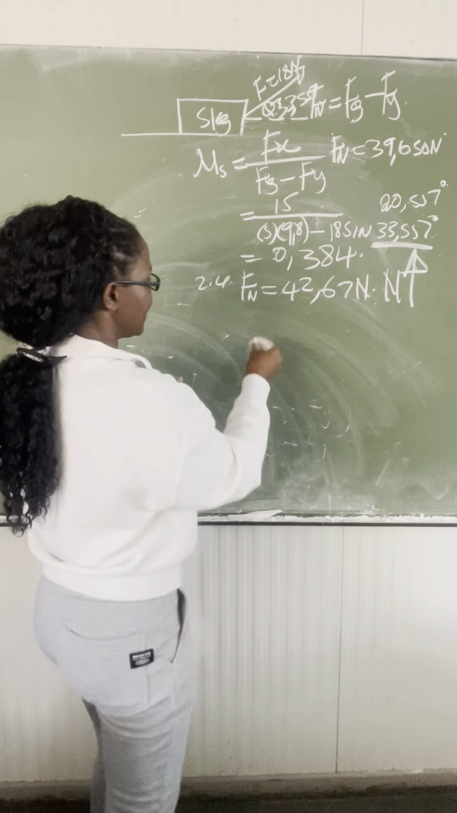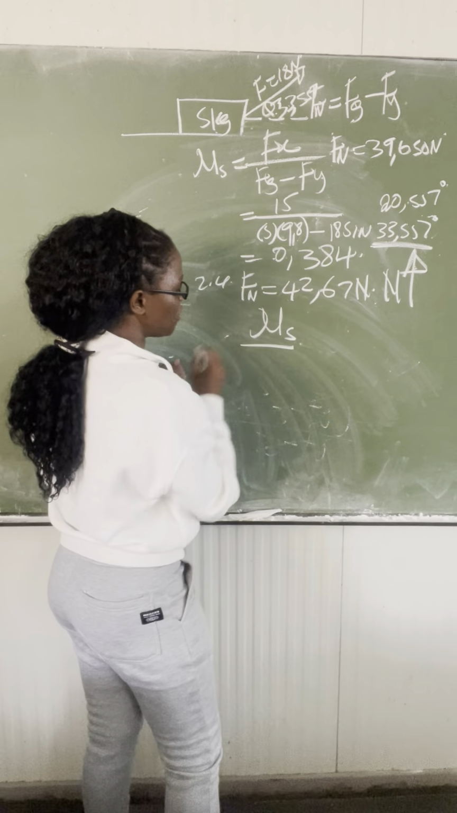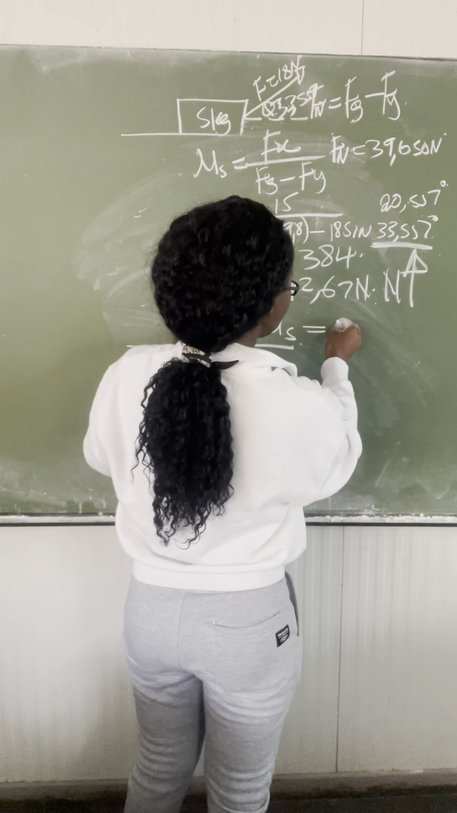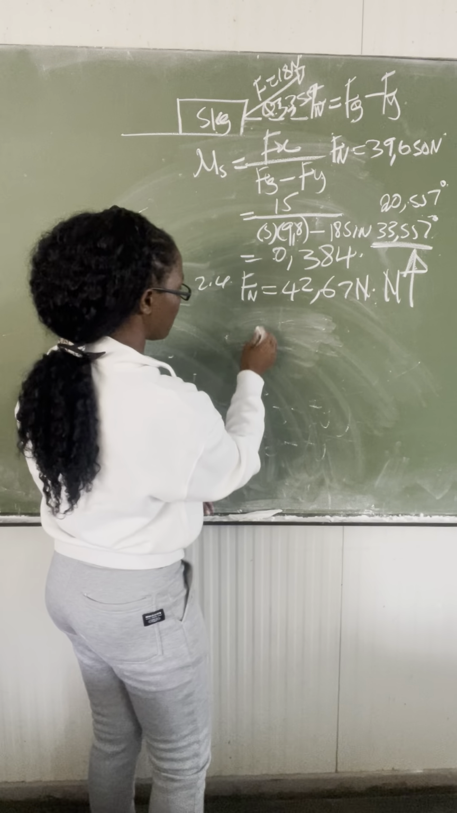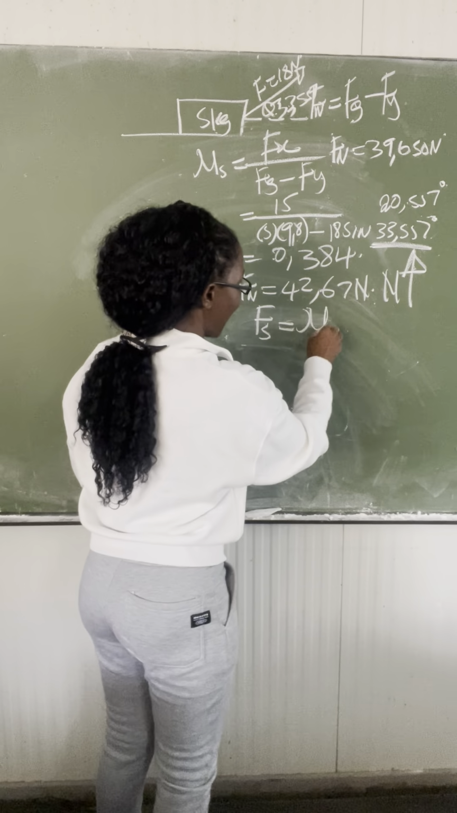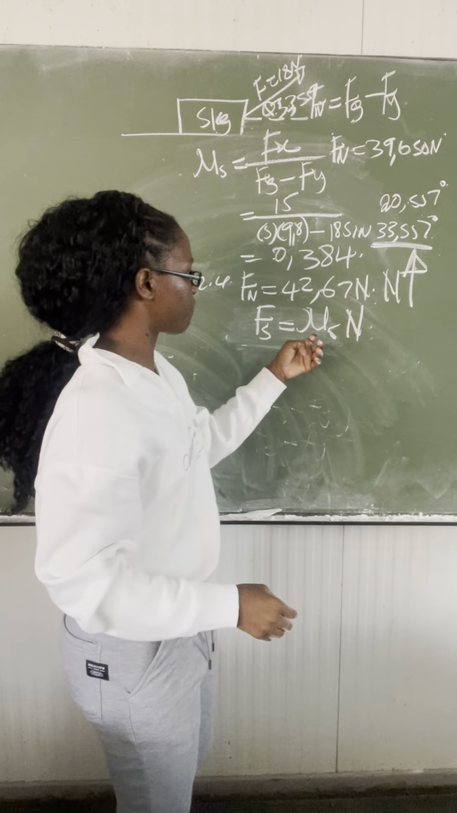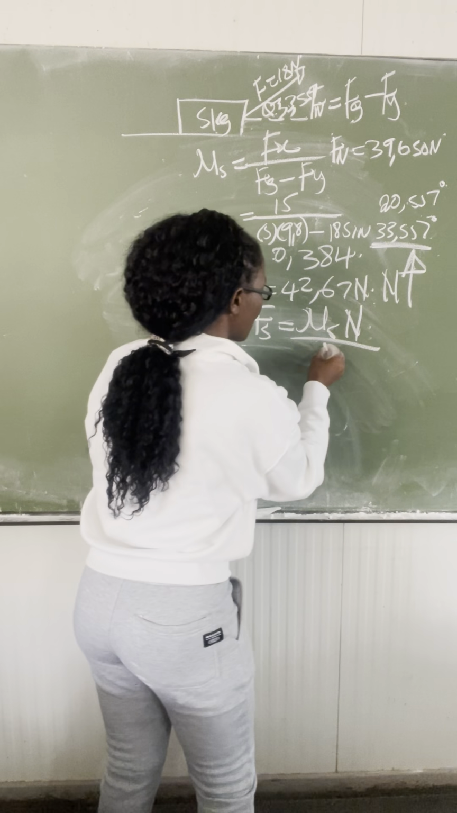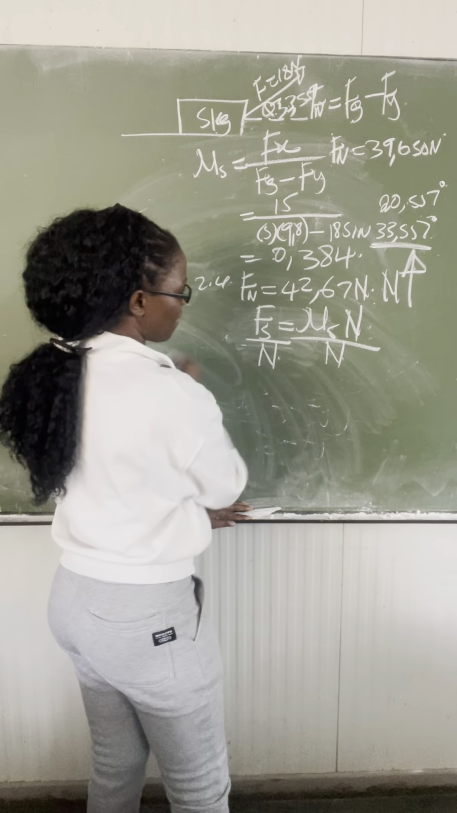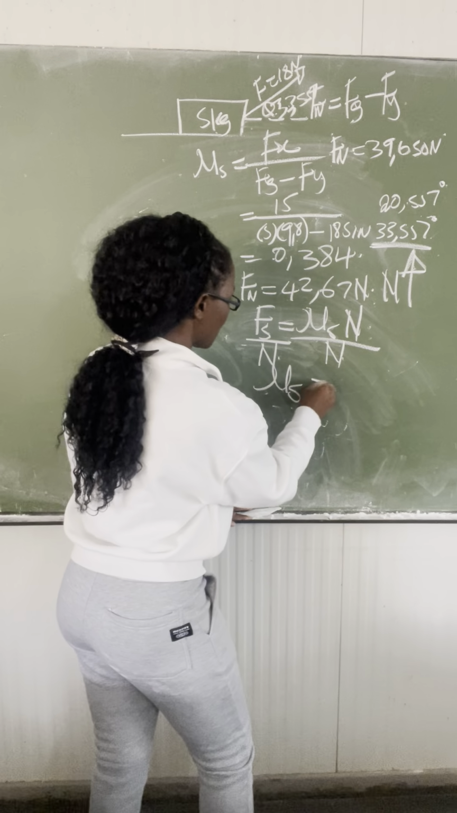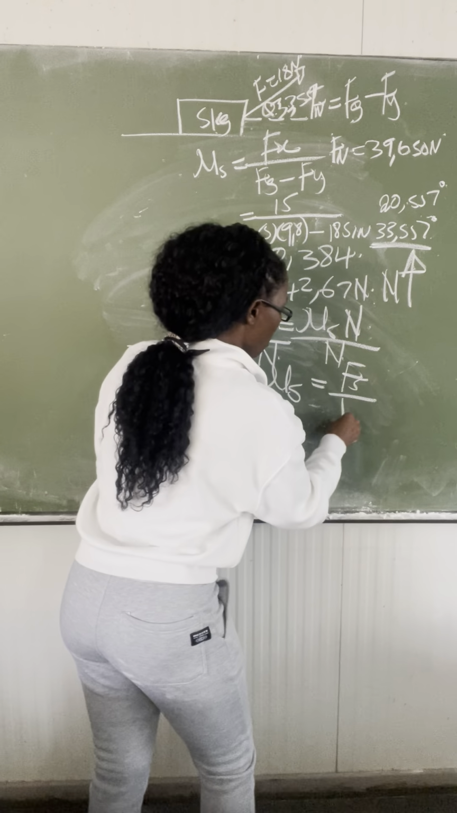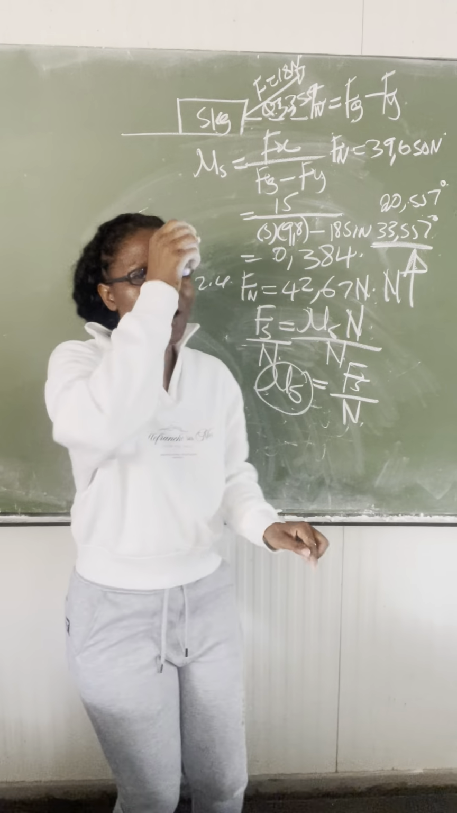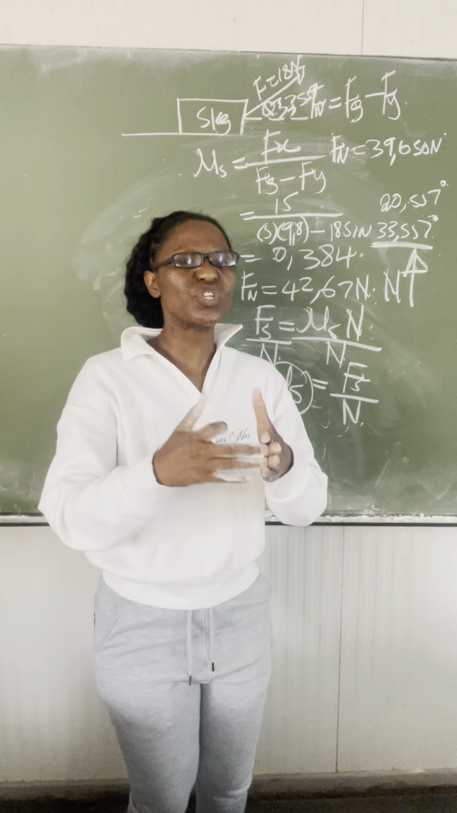And then from there, we know from the equation that the static frictional force is equal to the coefficient multiplied by the normal force. So let us make the coefficient the subject of the formula. Everything shall be divided by the normal force. It means the coefficient is going to be the static frictional force over the normal force. So we know that this coefficient can only change once we change the surface.